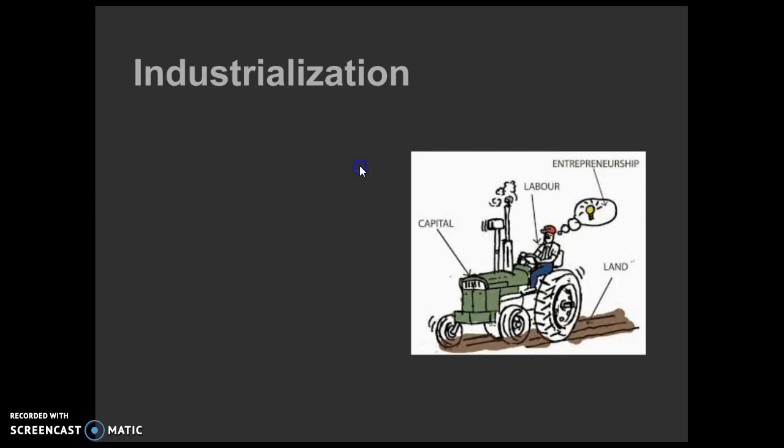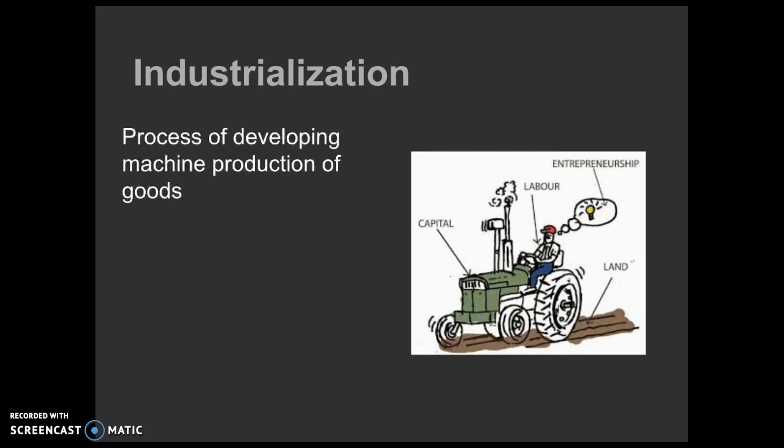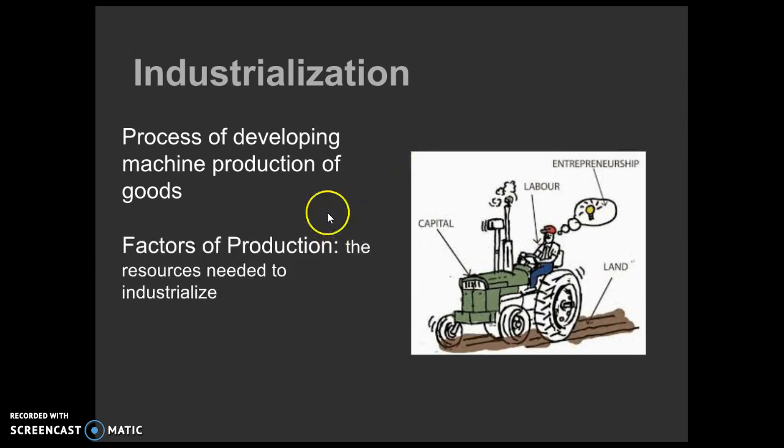So this is when you see industrialization occur. Industrialization is the process of developing machine production of goods. You're going to want to pause this now and write that down as well. You also want to write down what's called the factors of production. These are the resources that are needed to industrialize.